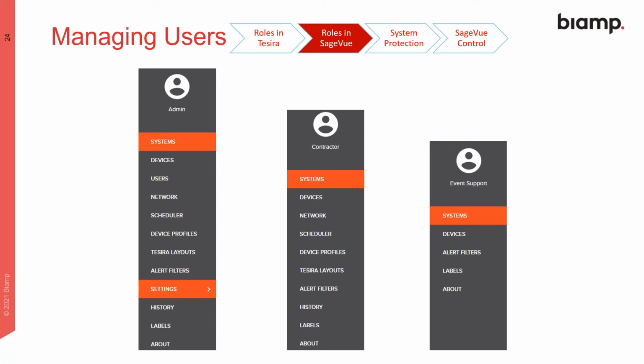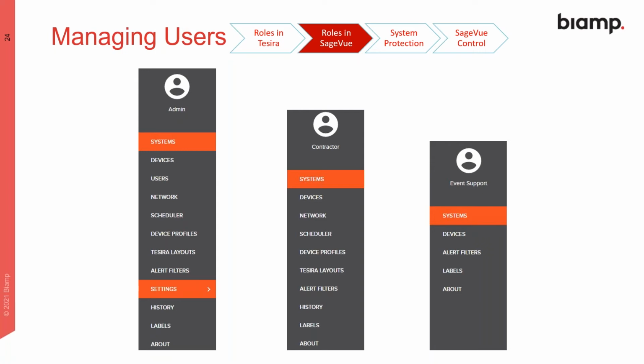The admin role on the far left, all the way down to some weekend event support that comes on site and really just needs to be able to see some of the systems and devices to confirm that either they're online or verify IP addresses of equipment, things of that nature. So the SageVue web interface itself is going to tailor itself based on those profiles.